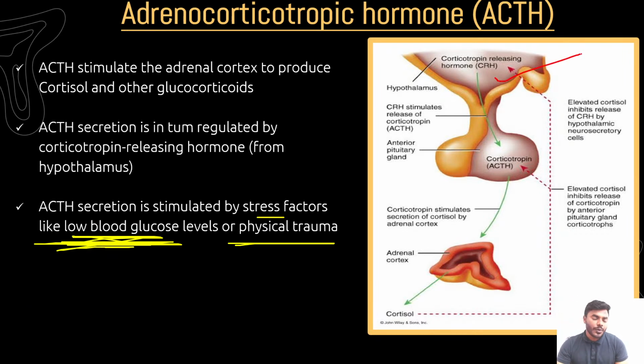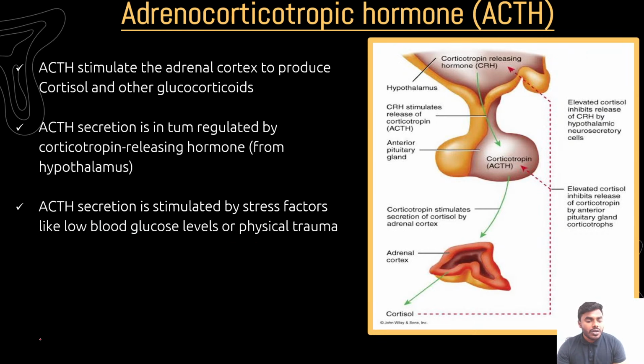Neurosecretory cells of the hypothalamus. Which cells of the hypothalamus? Neurosecretory cells of the hypothalamus, which we also call, every student remember, specialized neurons. So specialized neurons present in the hypothalamus are releasing CRH, corticotropin releasing hormone. Now what is happening? This corticotropin releasing hormone will travel from where to where? It will travel from the hypothalamus into the anterior pituitary gland.